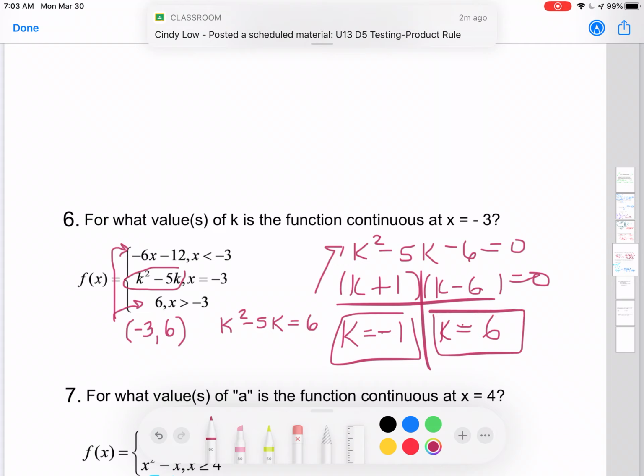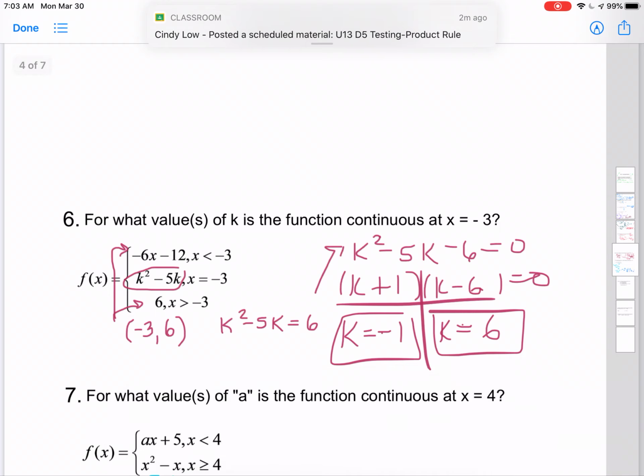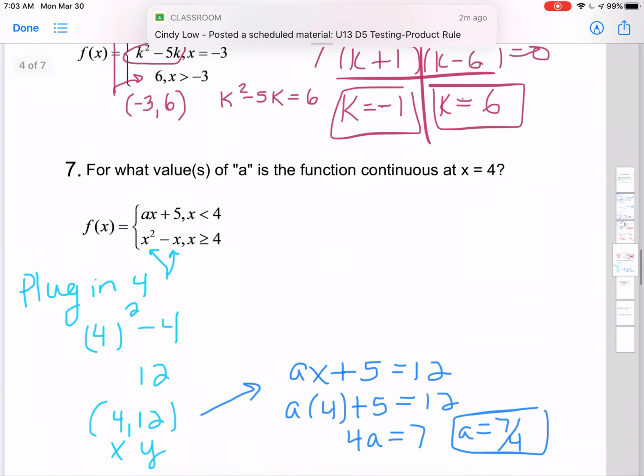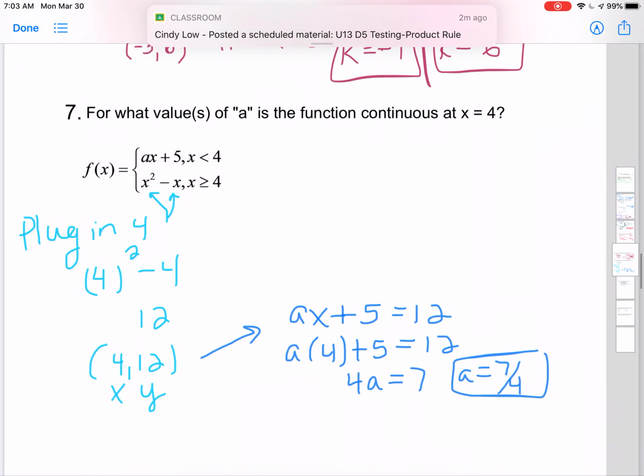All right, and then number 7 is for you guys. So go ahead and try that one. And then I think we'll stop there. That's all we need to do. Okay, did you get 7/4?